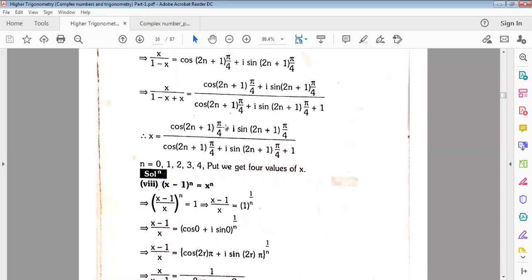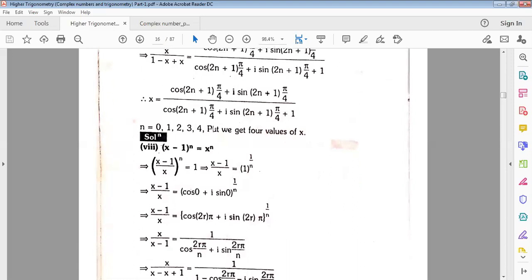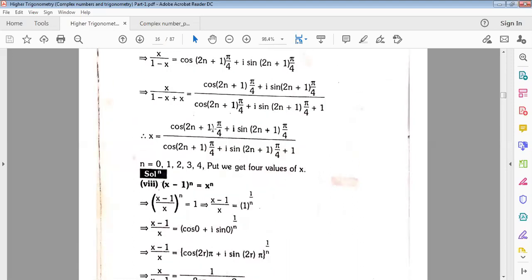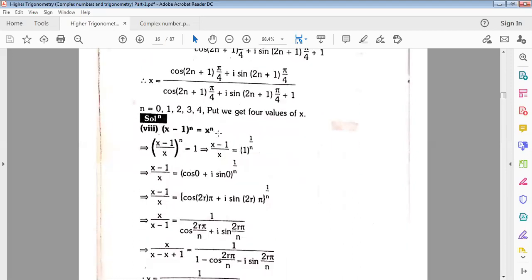X equals to this 45 degree, cos 45 degree is 1 by root 2. This also 1 by root 2, and this one 1 by root 2, 1 by root 2. But there is a 1. So 1 twice root 2 plus 1. That means non-negative. You have to satisfy the verification for a given equation.